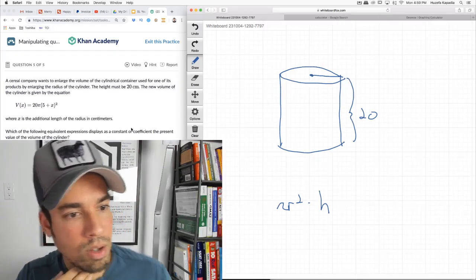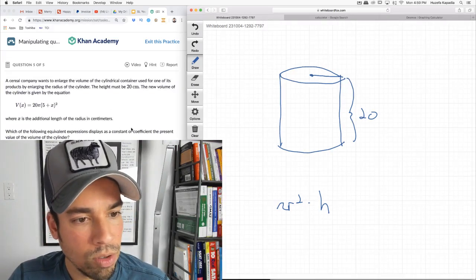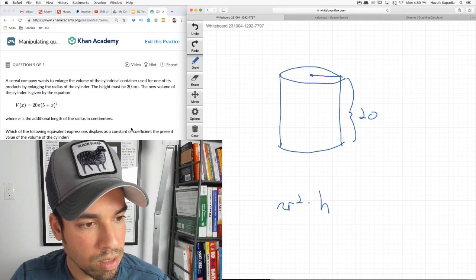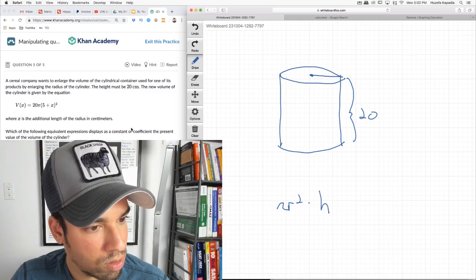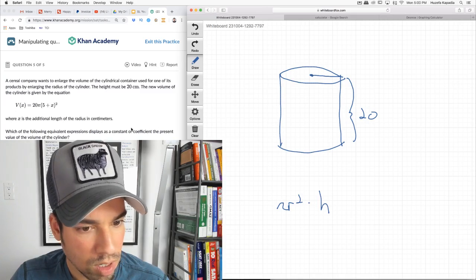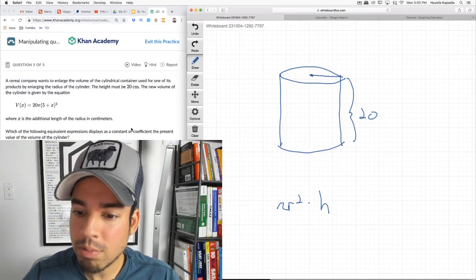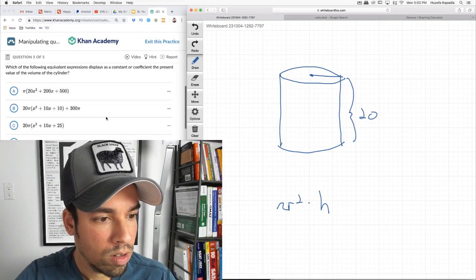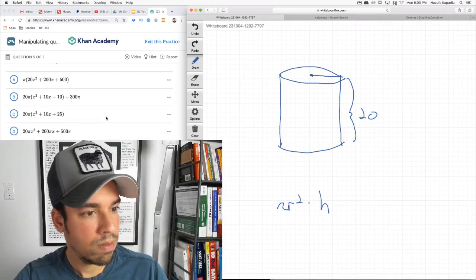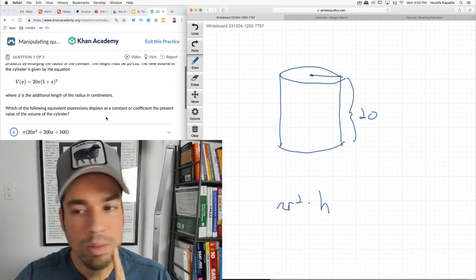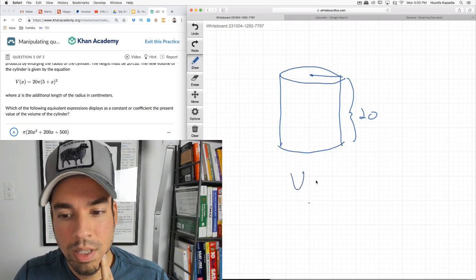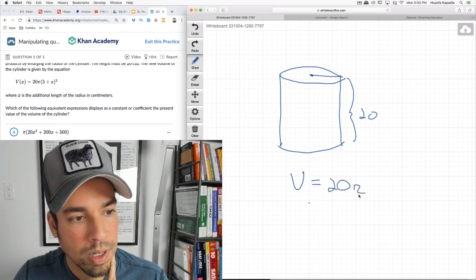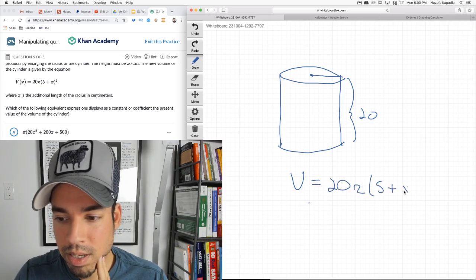The present value. Okay, let me read this one more time. A cereal company wants to enlarge one of its products by enlarging the radius of the cylinder. The height must be 20. The new volume of the cylinder, where x displays as a constant or coefficient the present value of the volume of the cylinder. Okay. Present value. And let me put this expression down here. V equals 20 pi times (5 plus x) squared.